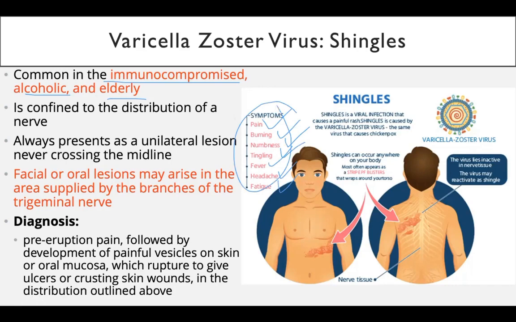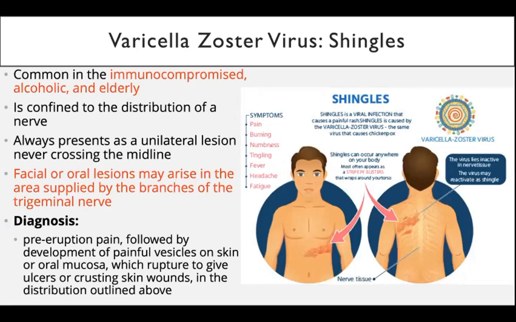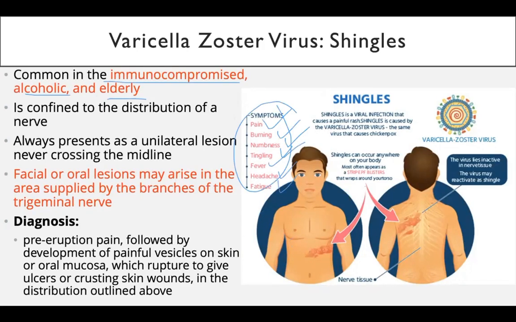Shingles is a viral infection that causes a painful rash. Shingles is caused by the varicella zoster virus, the same virus that causes chickenpox. Do not get confused during viva or any exam. Same virus causing two manifestations in two age groups. Common in immunocompromised, alcoholic, and elderly.